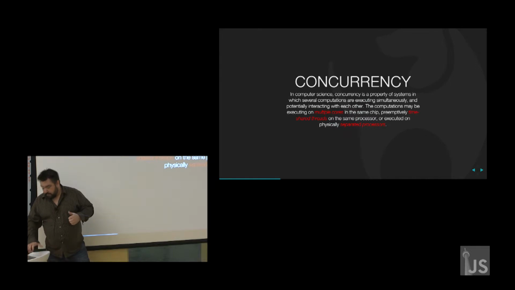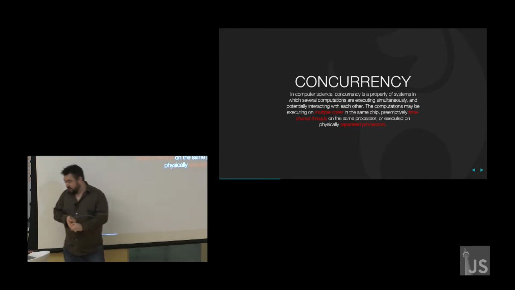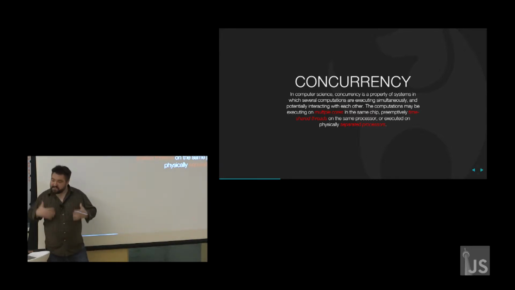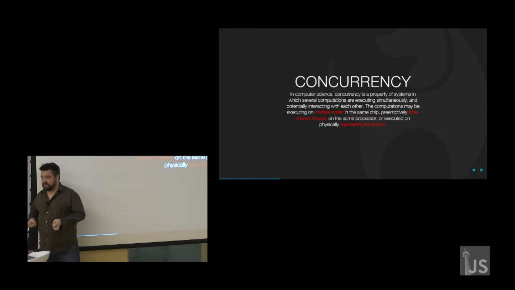So back to concurrency. Another core tenet of concurrency: when you start splitting your tasks, splitting these computations, you can run these computations in multiple cores on the same chip. You can have time-shared threads on the same processor, on physically separated processors, or even physically separated machines. But you always come down to the quote at the end there, the potentially interact. And that's where the headaches come in. That's where you get stuck with distributed computing.